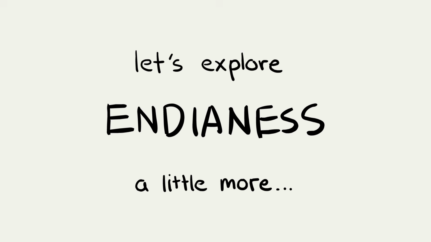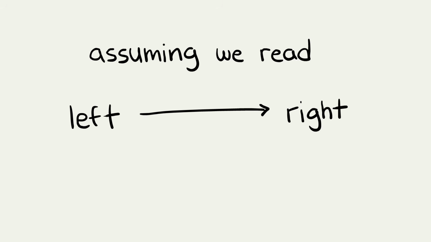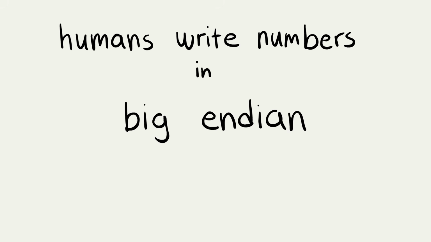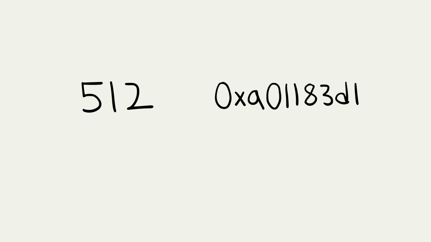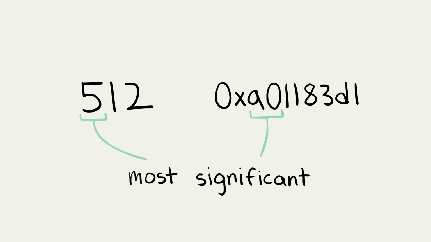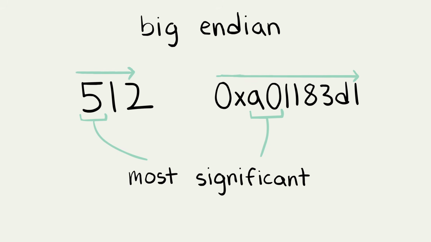Let's explore endianness a little more. Assuming that we read left to right like in English, humans write numbers in big endian. We actually know this from the previous example where we wrote both 512 and this hex number with the most significant digit or byte first. These numbers are both in big endian from left to right.